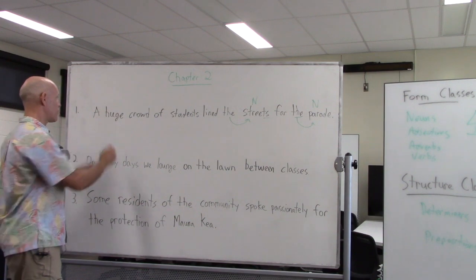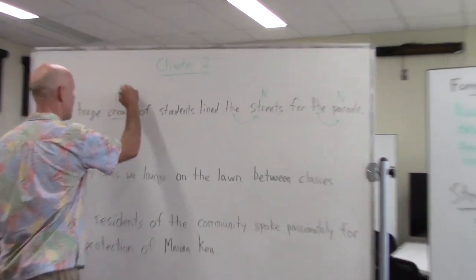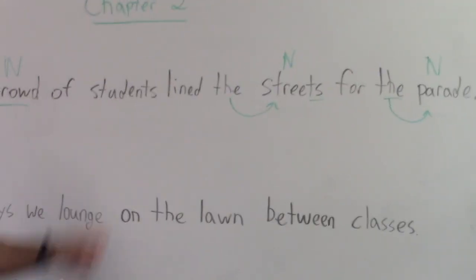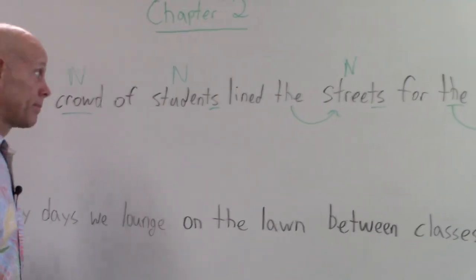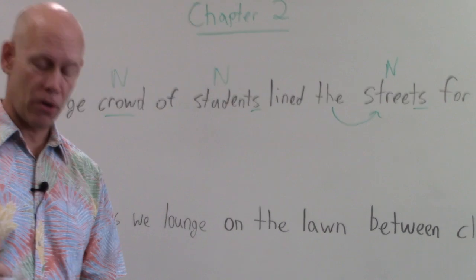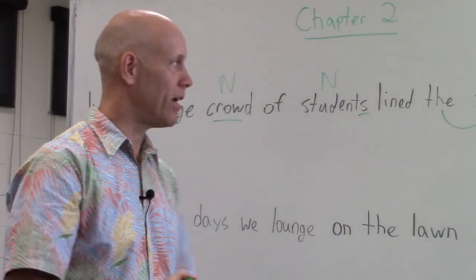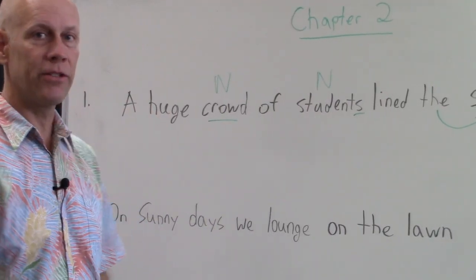Crowd. Crowd has a determiner too, right? There's another noun. Okay, and we have students, which is made plural, so that must be a noun too. We're already beginning to see what's going on in the sentence because we can identify the nouns. Can you tell me what our main verb is?